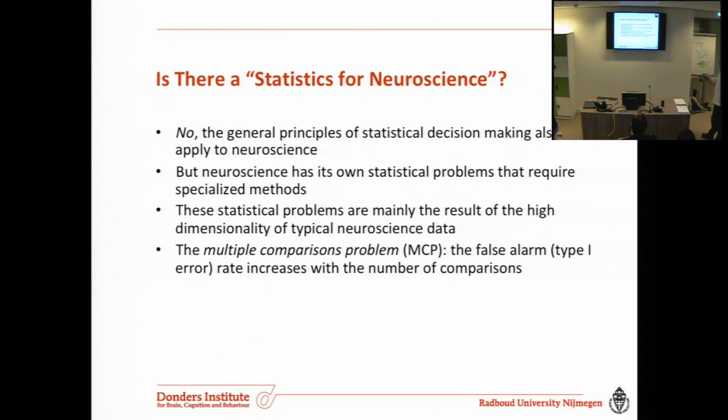However, neuroscience has its own statistical problems, and they require specialized methods. So the concepts are the same, but the procedures that we employ are specific for the particular type of data that we collect. I will come to that later. Now, these statistical problems mainly result from the high dimensionality of typical neuroscience data.